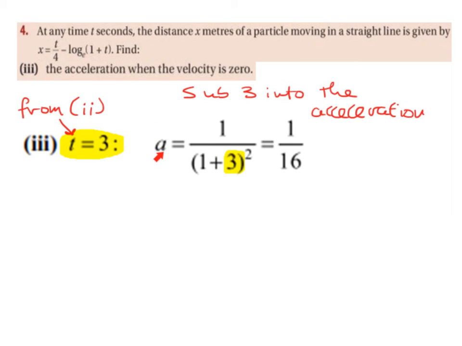So a stands for acceleration. So 1 over 1 plus 3 squared gives us 1 over 16. So the acceleration when the velocity is 0 is 1 over 16.